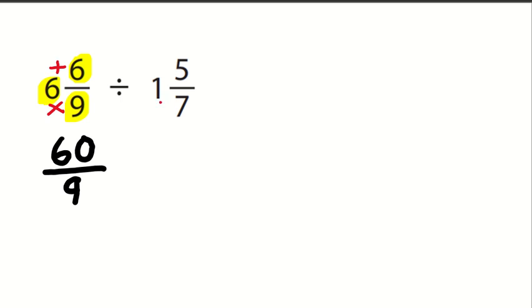We have to do the same thing over here. So what is 7 times 1? 7 times 1 is 7. Now if we add 5 to that, we get 12. So now we have a new fraction of 12 over 7 because the denominator stays the same.